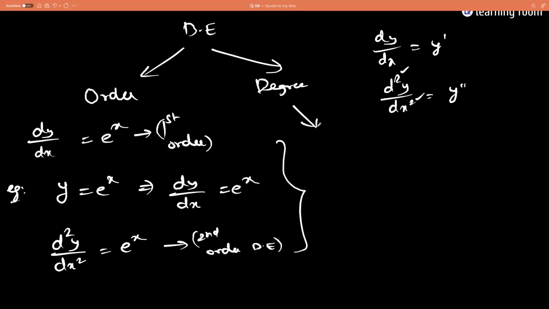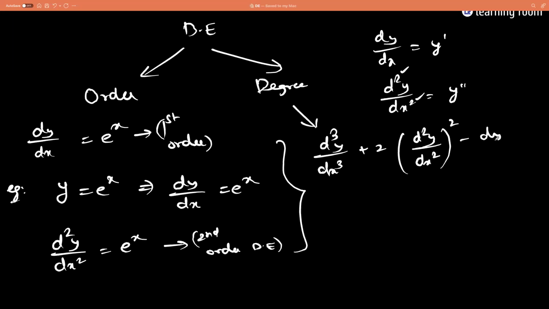If I have an equation, so let's say I have an equation like this: d3y divided by dx3. Don't read it as d cube. d3y by dx3 plus 2 into d2y by dx2 the whole square minus dy by dx plus y is equal to 0.